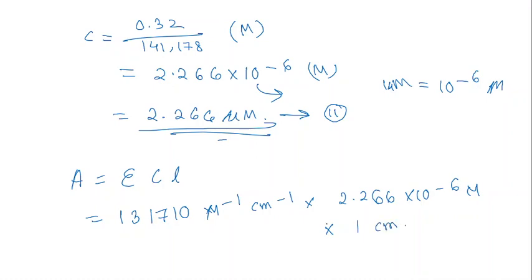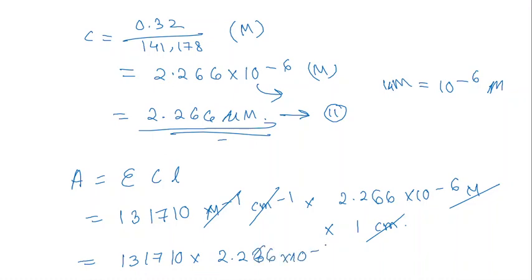So what the things will be, this thing and this thing. Now the answer will be 131710 into 2.2266 into 10 to the power minus 6. This will be your answer, 1298.